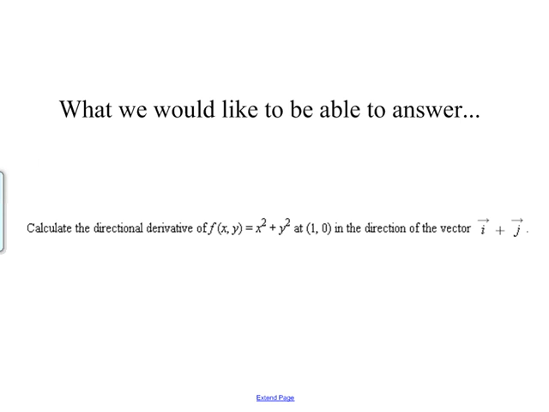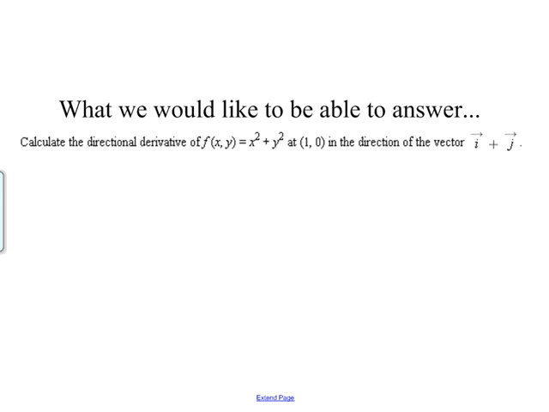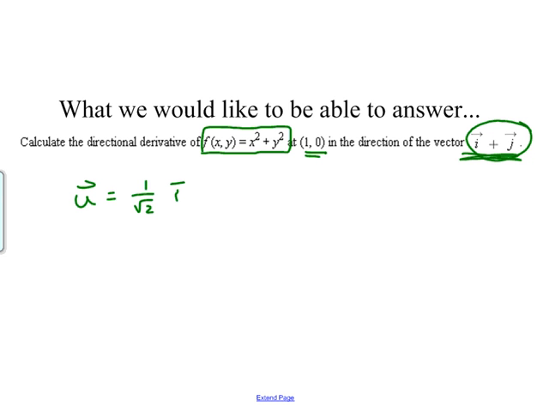What we would like to be able to answer is the following type of question, and we're going to have a hard way and then an easy way. We'd like to calculate the directional derivative of this function at this point in the direction of the vector i plus j. So we need to turn the direction vector into a unit vector. Let's call that u; it's got a magnitude of root 2, so it's 1 over root 2 i plus 1 over root 2 j. That's my direction, and I'm going to go a little distance h.